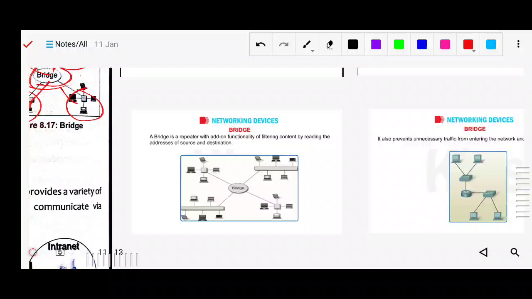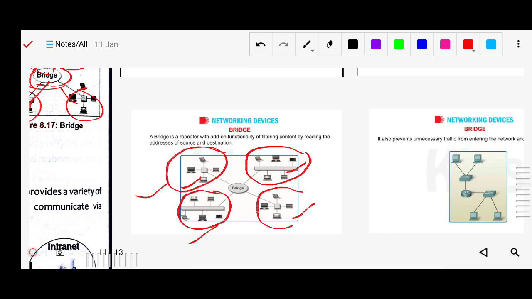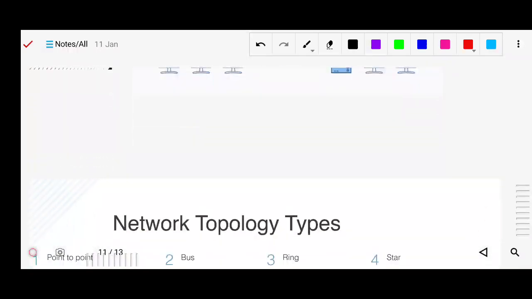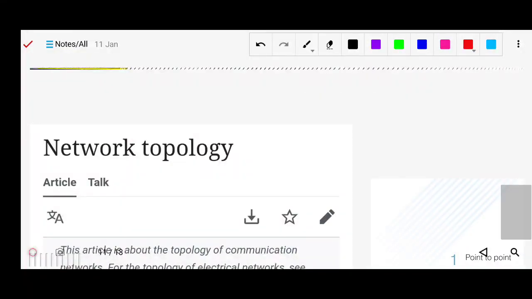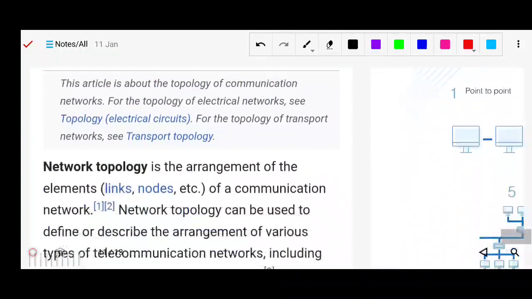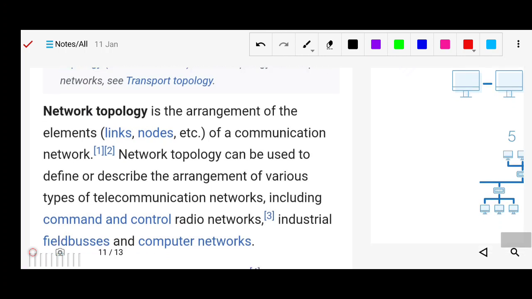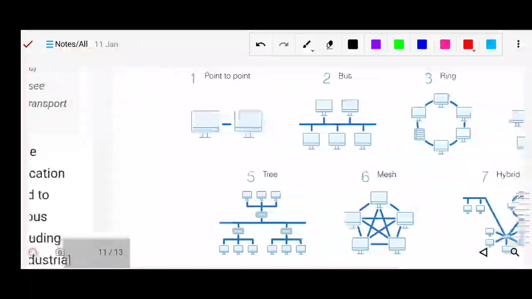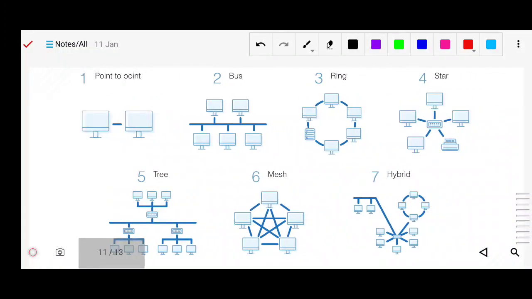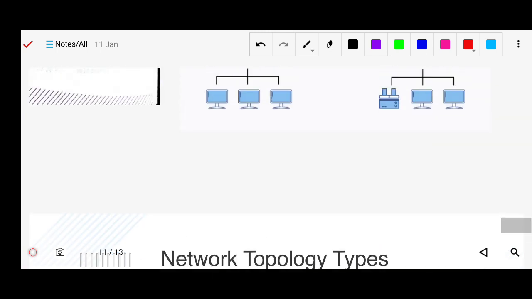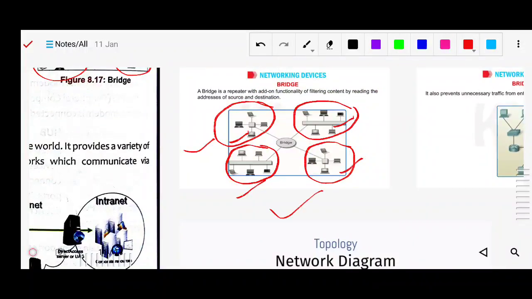These are the connections, the different topologies you can see. About topology, you can understand what a network topology is. It is an arrangement of elements of a communication network. Topology can be defined as describing the arrangement of various types of telecommunication networking. There are different kinds of connections: point to point, bus, ring, star, tree, mesh, hybrid. These are the types of connection, meaning the arrangement of how the computers are connected. The bridge connects all these devices.